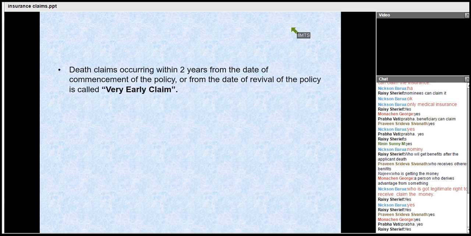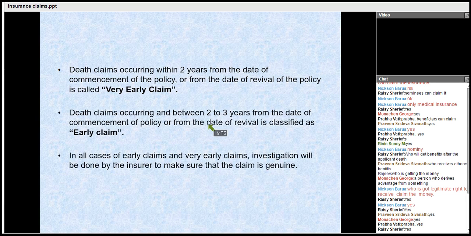What is a beneficiary? Death claims occurring within 2 years from the date of commencement of policy or renewal of policy. What is the meaning of the word beneficiary in accordance with the law? If I die within 2 years after taking a policy, it would be a very early claim. Death claims occurring between 2 to 3 years from the date of commencement of policy are classified as an early claim. In all cases like this, investigation will be done by the insurer to make sure that the claim is genuine. Fine.